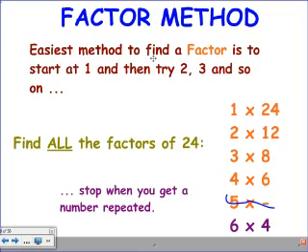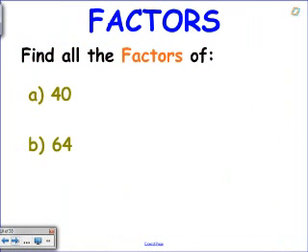Okay? And if you do it in a logical way, what people tend to do is just write them in a straight line. And they forget that factors are paired. So what you'll end up with is people will write 1, 2, 3, 12, 24. And they'll forget about one or other of the factors. Okay? So make sure you do it in a logical manner. So 2 for you to do. What are all the factors for 40 and 64? So what are the factors of 40 and 64? What are factors of 40?